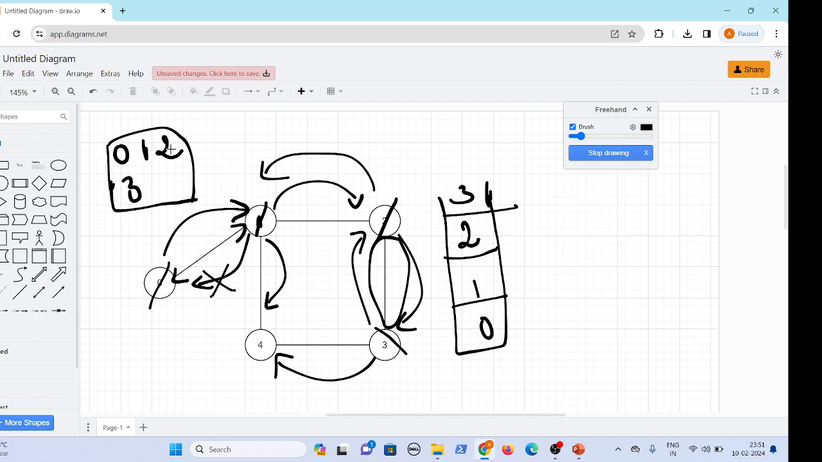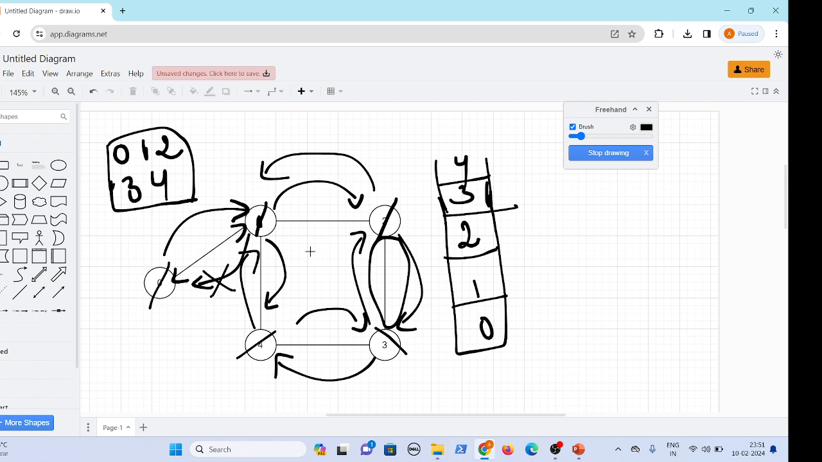Is 4 in visited set? No. So I can easily explore this. I'll go to 4 and I'll add it to stack as well. Okay. Now 4 is in visited set. From 4, what are all the neighbors? 1 is one neighbor and 3 is one neighbor.